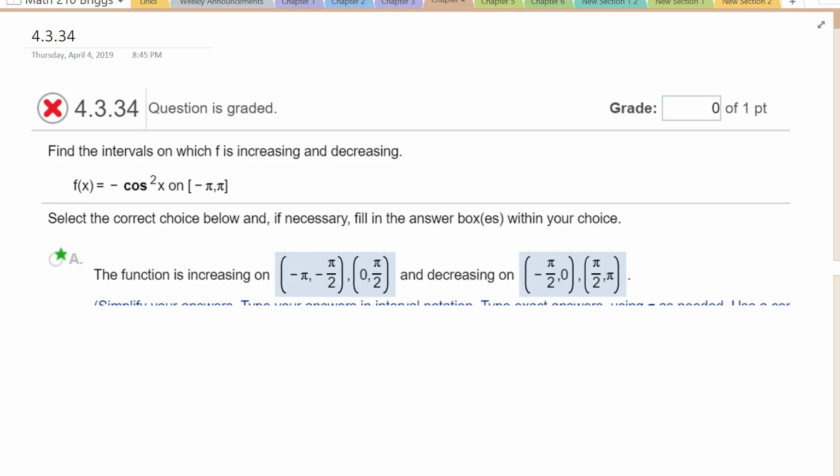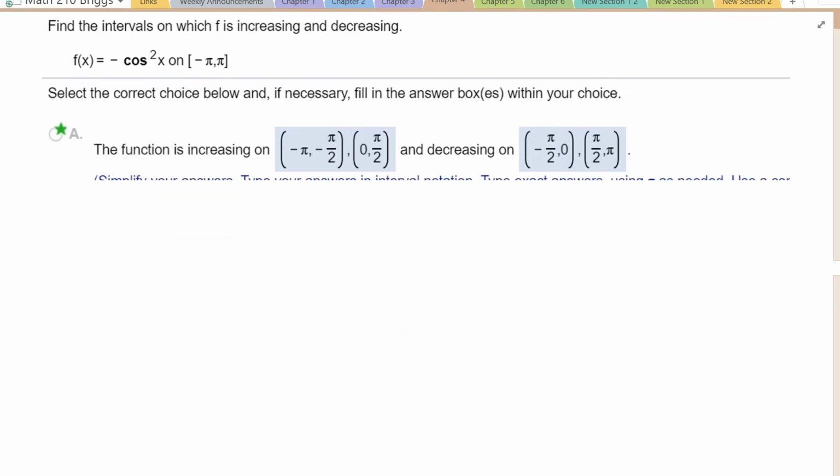In this video, we're going to look at 4.3.34, and we're specifically going to focus on the trig that's going on here. So the calculus is to find the interval in which the function is increasing and decreasing. So that's going to focus on finding where the derivative is positive or where the derivative is negative.